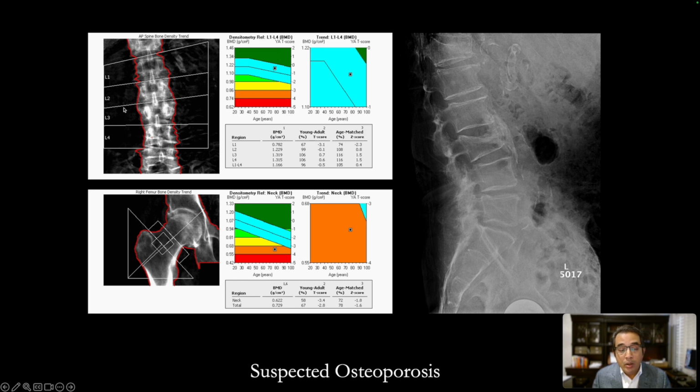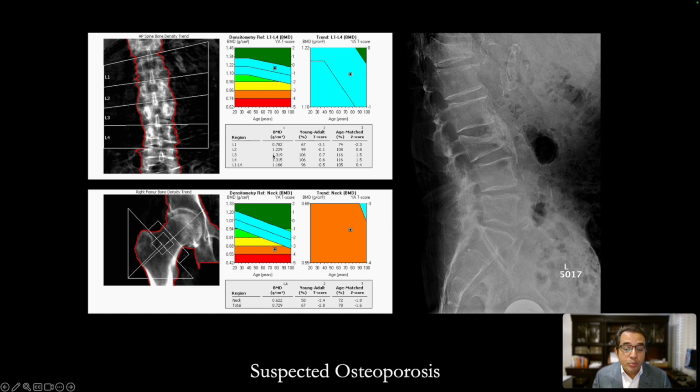So when there are compression deformities of the vertebral bodies, we want to be able to recognize them on the plain film from the DEXA scan, and there is decrease in height of the vertebral bodies. They become more sclerotic as we see here, and because of that, their bone mineral density is higher than other vertebral bodies. And that's exactly what we see here.